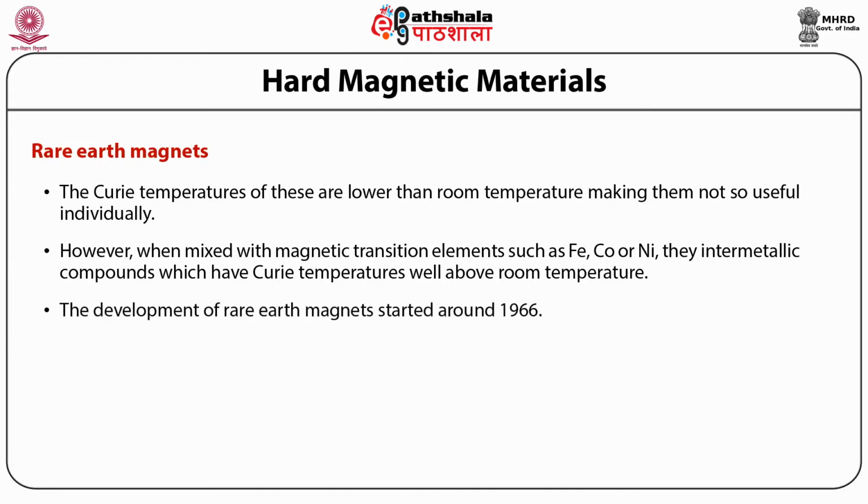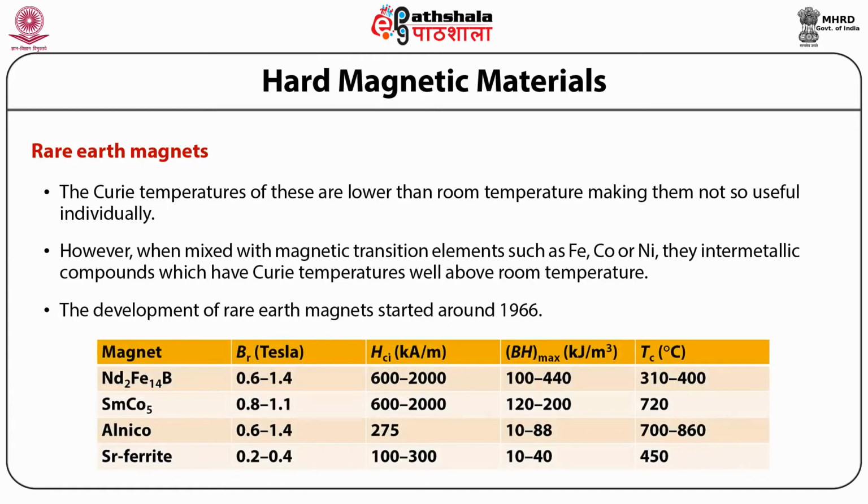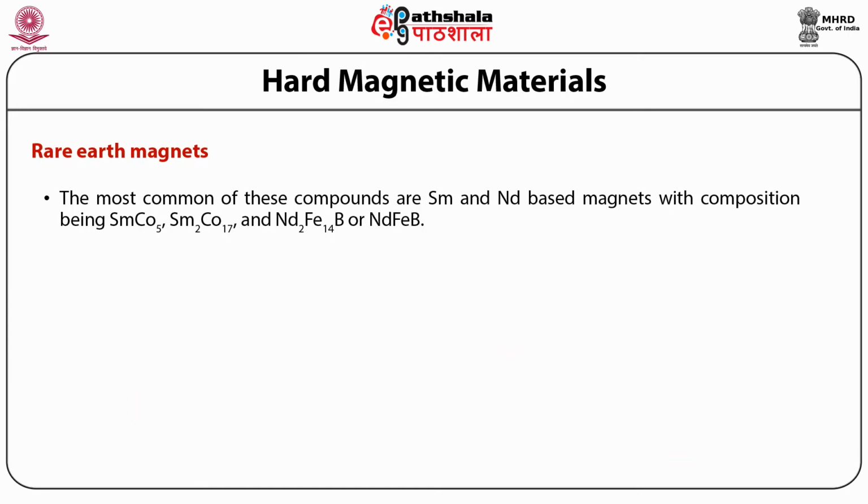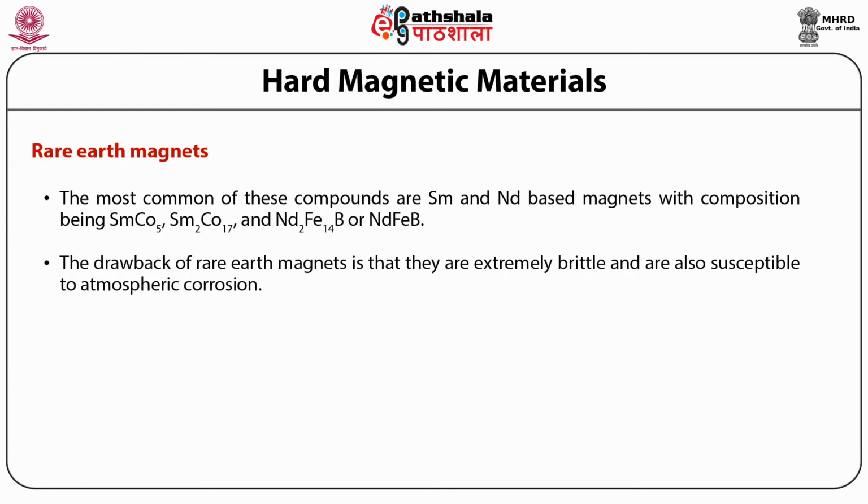The development of rare earth magnets started around 1966. As shown in the table that lists the rare earth magnets, one of the magnets is YCo5, which is an alloy of yttrium and cobalt. Other common compounds are samarium-based and neodymium-based magnets having compositions of SmCo5, Sm2Co17, and Nd2Fe14B, or NdFeB. The drawback of rare earth magnets is that they are extremely brittle and are also susceptible to atmospheric corrosion.